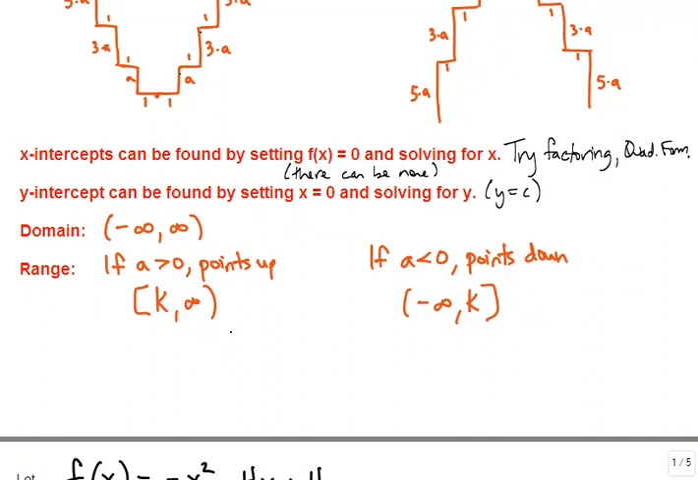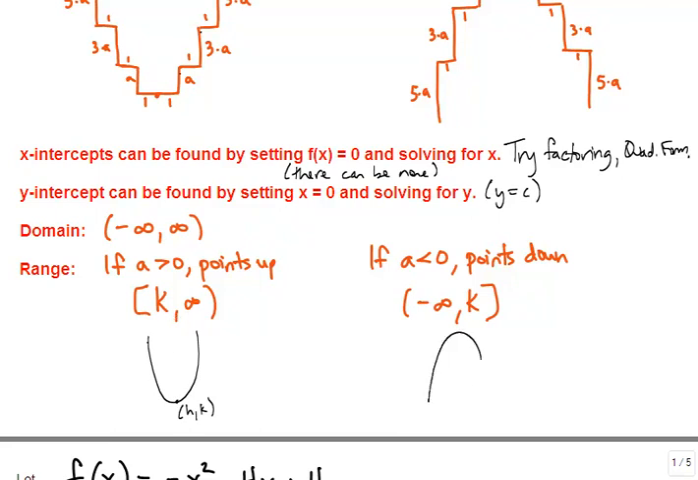Finally, if you're looking at the domain and the range, if your parabola points up or points down, regardless of which case it is, the domain of every quadratic is always all reals. So minus infinity to infinity. Any x can be used. If the parabola points up, then your parabola, if it's got a vertex at h comma k, would have as its range from k all the way up to infinity.